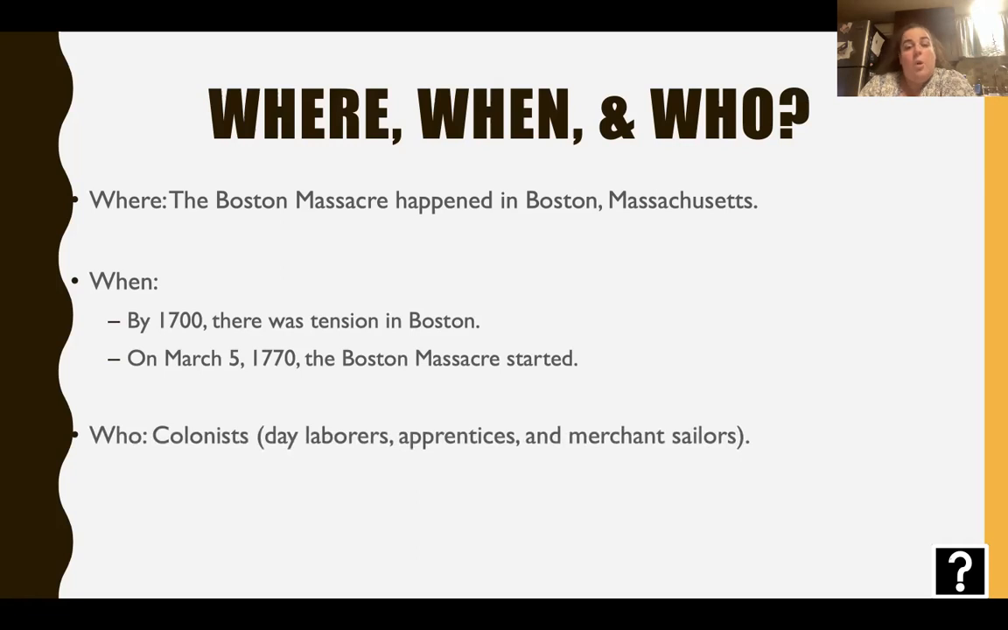Who started it? Well, it was the colonists who really started it. Like I just said, they were not happy with the British control. So the colonists, which consisted of the day laborers, the apprentices, the merchant sailors, decided that enough was enough and they were going to begin to retaliate.